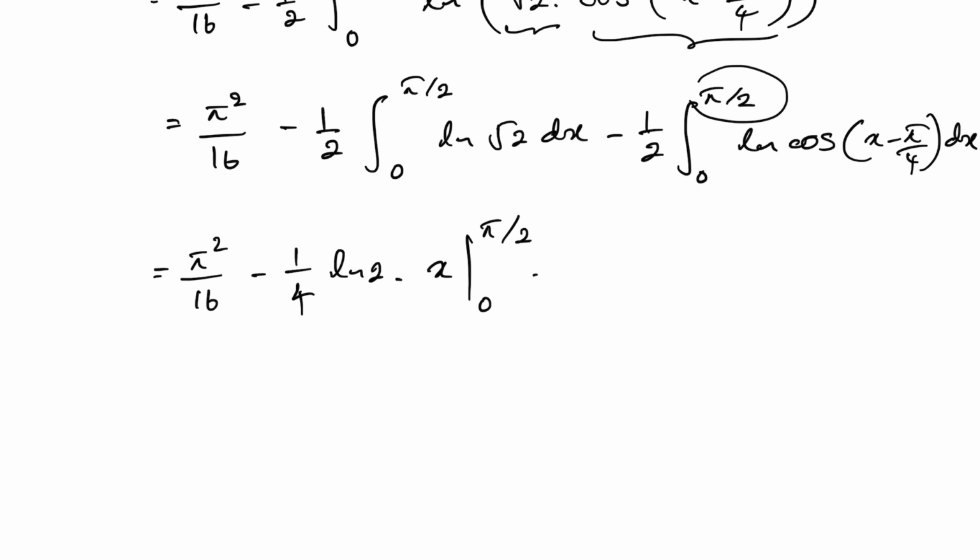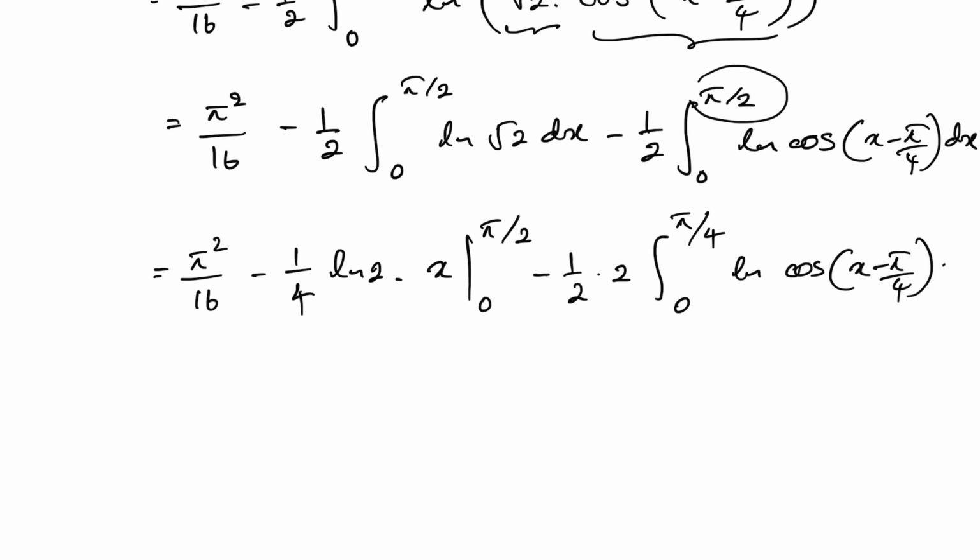Okay, then I'm going to multiply this integral by 2, therefore I'm going to divide the upper limit by 2, so here pi over 4, then natural log of cosine of x minus pi over 4 dx. Okay, then here pi squared over 16. Now here we know pi over 2, so pi over 8 natural log of 2. Then these 2 get cancelled.